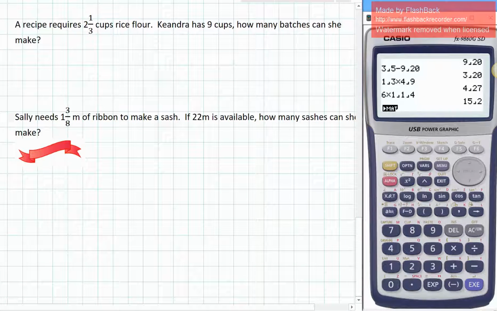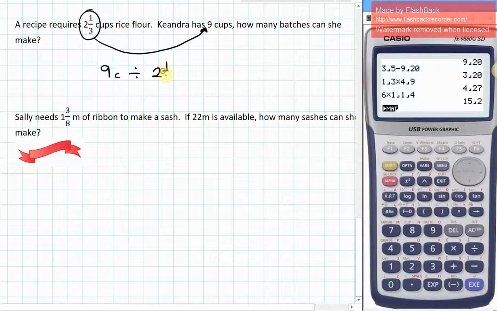Okay, more on recipes. A recipe requires 2 1/3 cups of rice flour. Keandra has 9 cups. How many batches can she make? So 2 1/3 cups of rice flour is needed for one batch. She has 9 cups. So how many of these portions are there in 9 cups? So what we're dealing with here is a division. So 9 cups divided by 2 1/3. So how many 2 1/3 portions are there in 9 cups? So we're doing a division.